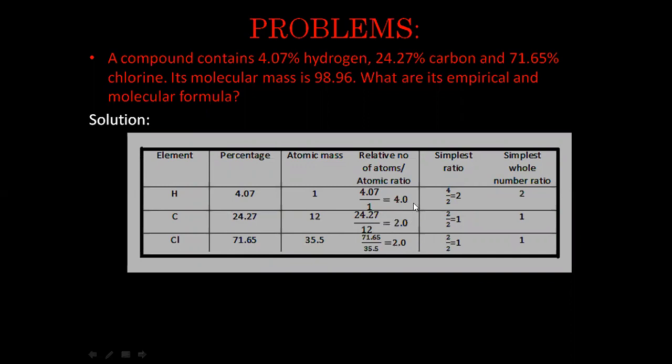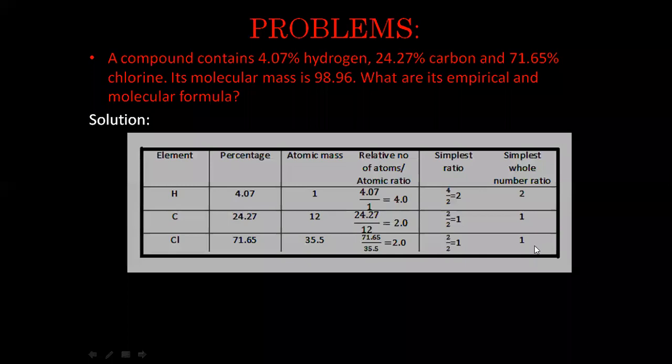Once we get the relative number of atoms, now to take it to the simplest ratio, I hope you know that to convert anything to the simplest ratio, we divide by the smallest value. Here 2 is the smallest value, so we'll divide all the values by 2. So 4 by 2 is 2, 2 by 2 is 1, 2 by 2 is 1. If this does not come out as a whole number ratio, then we have to convert it into a whole number ratio. Since this is a whole number ratio itself, we write the same thing: 2, 1, 1. That means the ratio of hydrogen, carbon, and chlorine is 2:1:1.